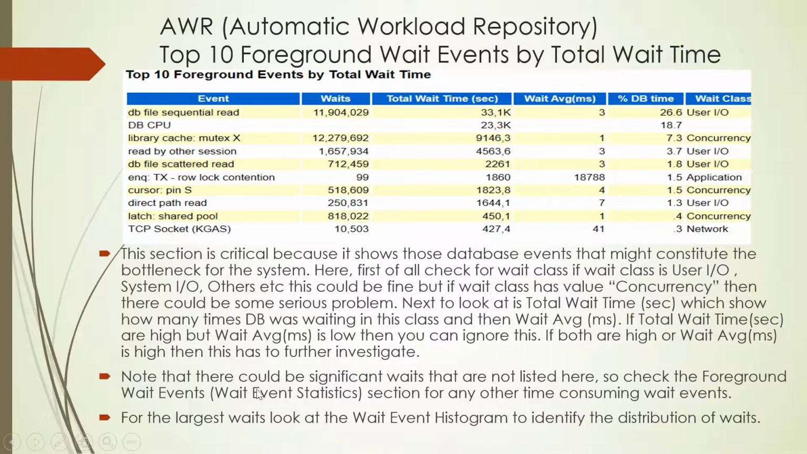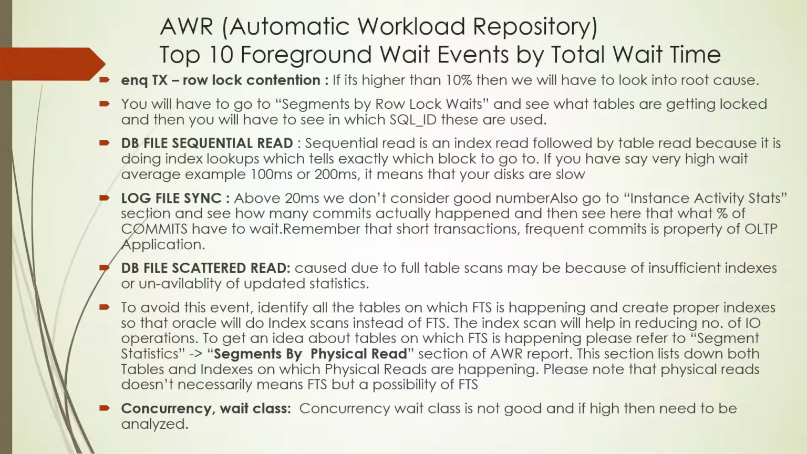Now, there could be a significant wait that is not listed here. So again, foreground wait events. There is again wait event statistics, another section which is listed in the AWR. Okay, so now again, enq: TX - row lock contention. This is the first thing. If it is higher than 10%, then we have to look into the root cause, right? You will have to go to the segments by row lock waits and see what tables are getting locked, and then we will have to see in which SQL ID these are used.